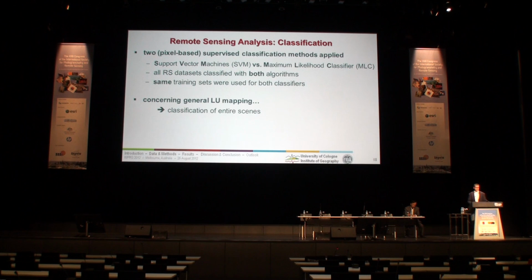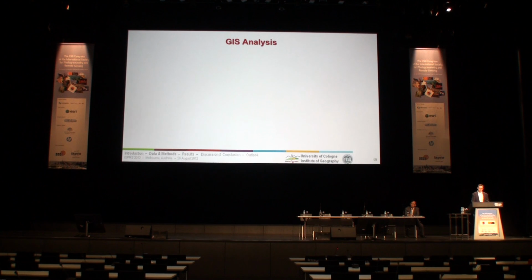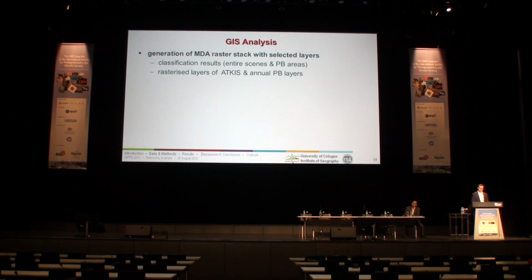And then, concerning the general land use mapping, we classified the entire scenes, and for the crop mapping, we used the physical block data as a kind of mask so that we were able to only classify the arable land. Then for the GIS analysis, after the classification was finished and all data conversion was conducted, all these data sets were combined into a raster layer stack.